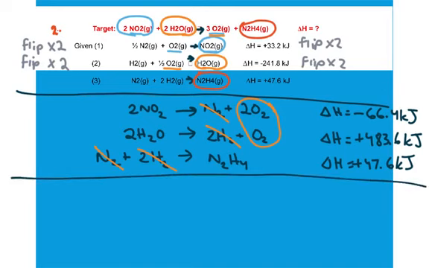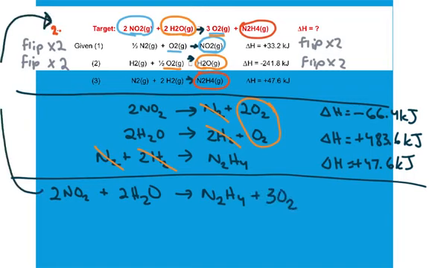So let's see how we did. On the left, we're left with NO2, 2 of those, and 2 waters. And on the right, we're left with N2H4 and 3 oxygens. So now it's time to compare it to the target equation. And it is looking great. Fantastic. That means that we've done it correctly, and that means the delta H's should add up to the number that we need. In this case, positive 464.8 kilojoules. Ta-da!